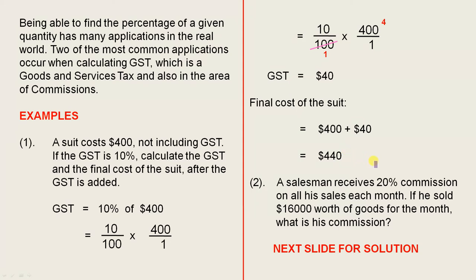So the final cost of the suit will be $400 plus $40, and that's $440. A salesman receives 20% commission on all his sales each month. If he sold $16,000 worth of goods for the month, what is his commission? Let's look at the next slide for the solution.